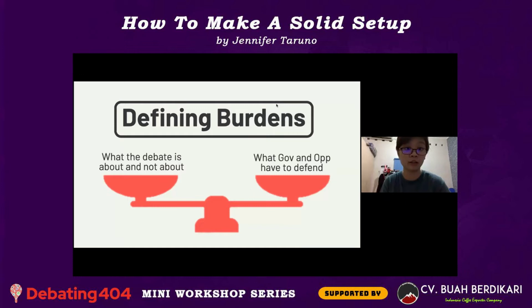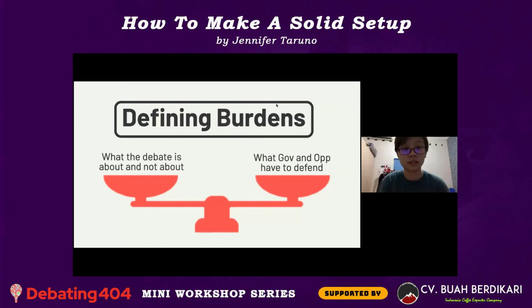The next thing is what government and opposition have to defend. So I think this is just ensuring that the comparative from the get-go is going to be a fair comparative for those teams. So maybe in a this house prefers a world motion, the opposition usually has to defend the status quo. They cannot defend an alternative world that they want to conceive by themselves, with their convenience, right?